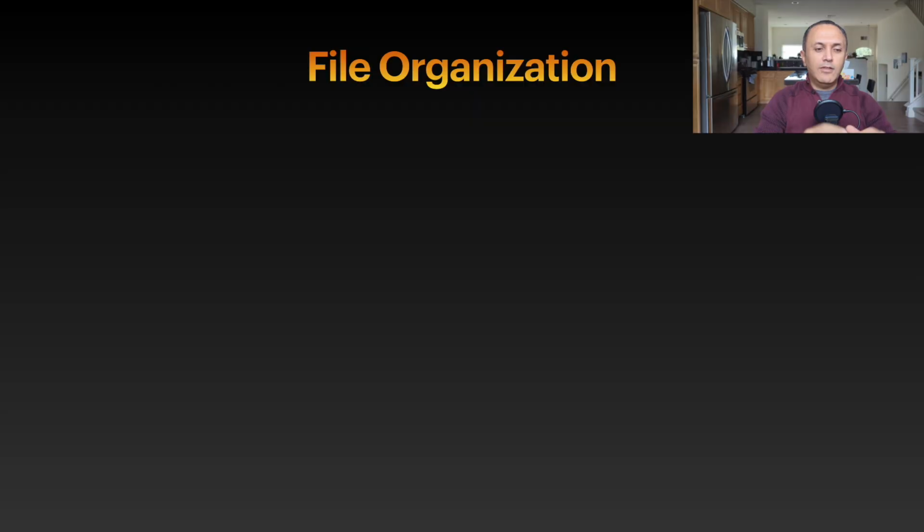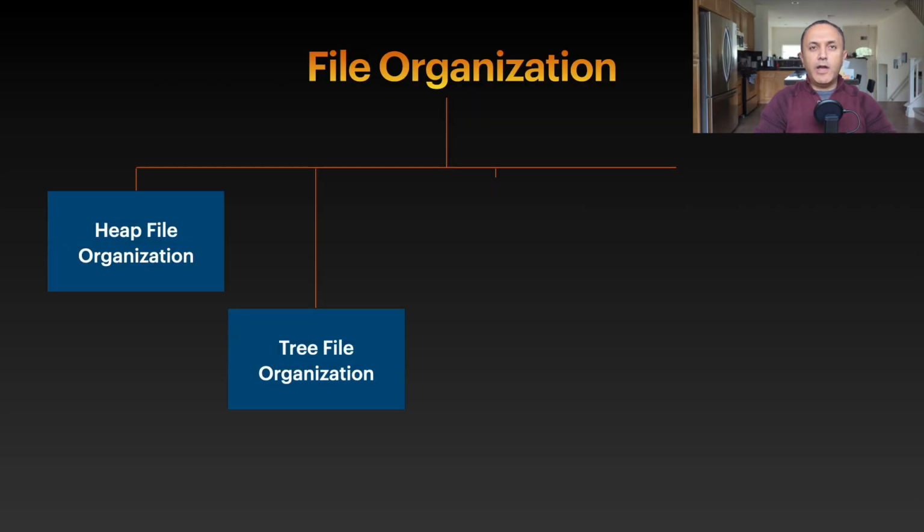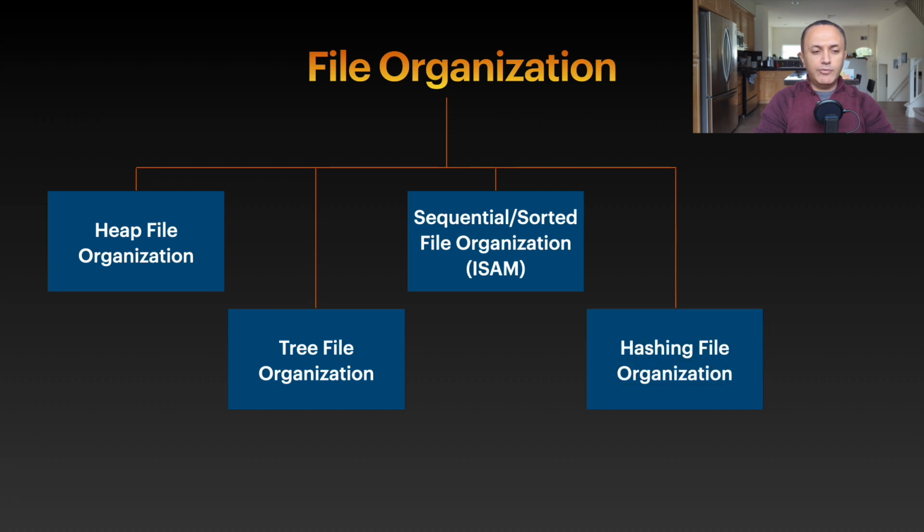All right, so we have seen that each file contains some pages, right? What do these pages look like? How are they organized within the file? There are different ways to do that. Some of the most common file organizations are heap, tree, sequential or sorted files, as well as hashing files. Each of these has its particular use cases that benefit from it.